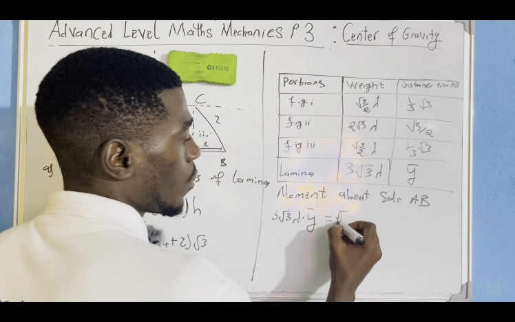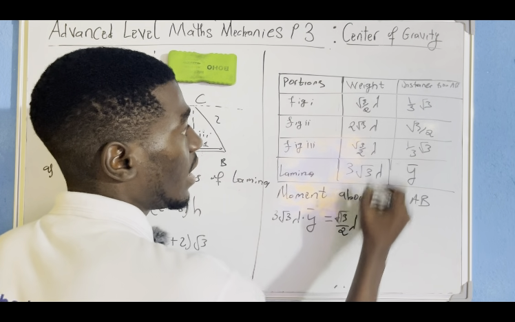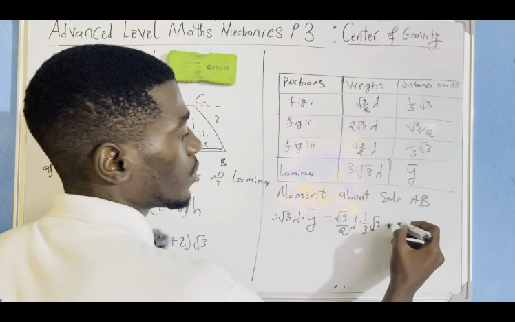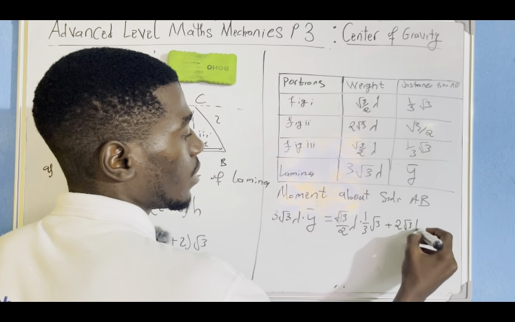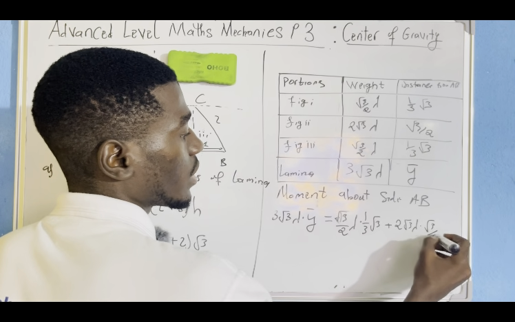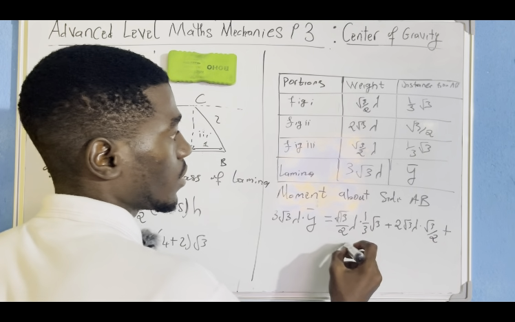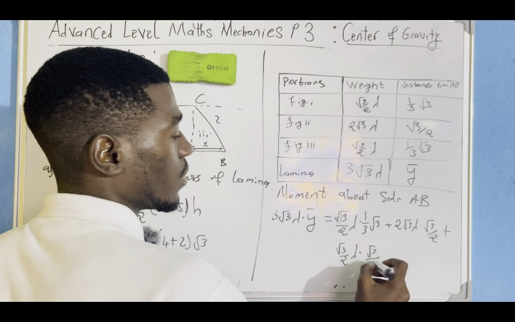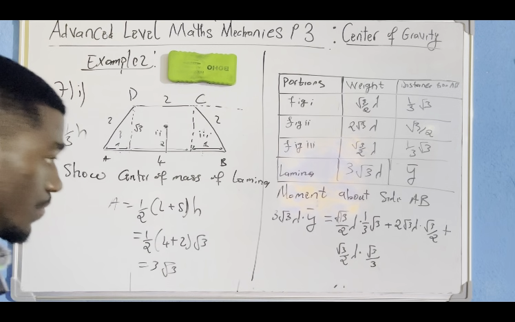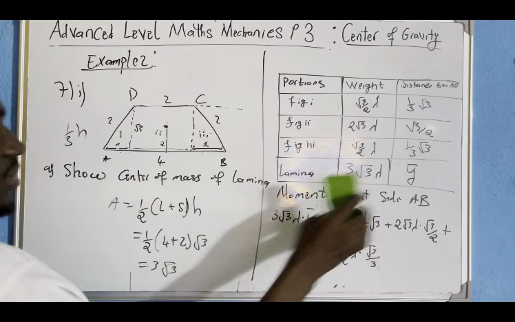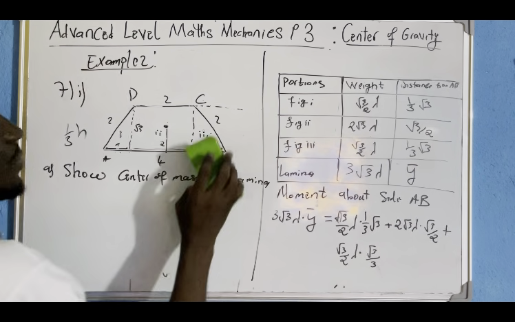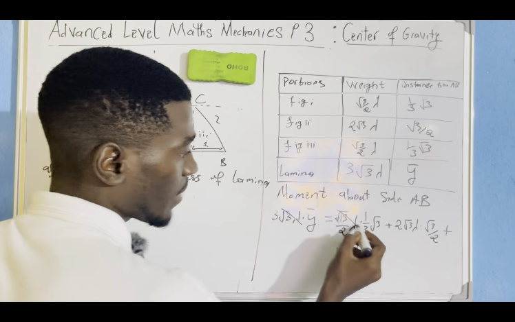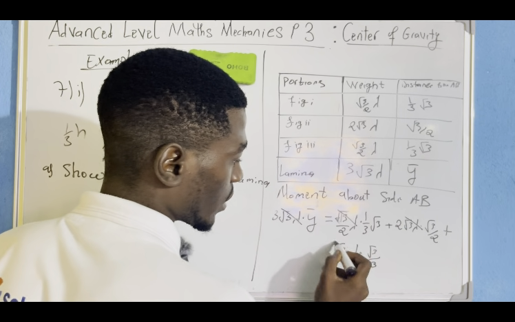Here I will have root 3 all over 2 lambda times 1/3 root 3 plus 2 root 3 lambda times root 3 all over 2 plus root 3 all over 2 lambda times root 3 all over 3. So that is it. Then from there, I should now simplify. You can see that root 3 lambda cancels here, here, here, and here.